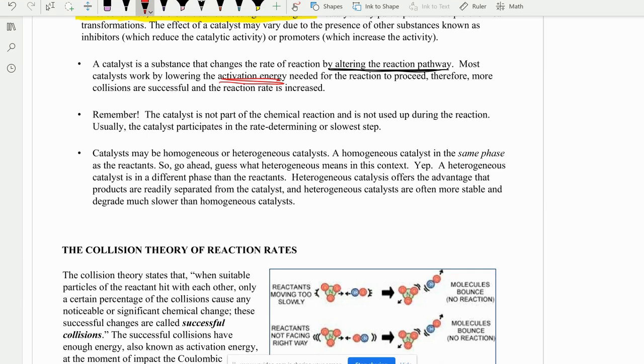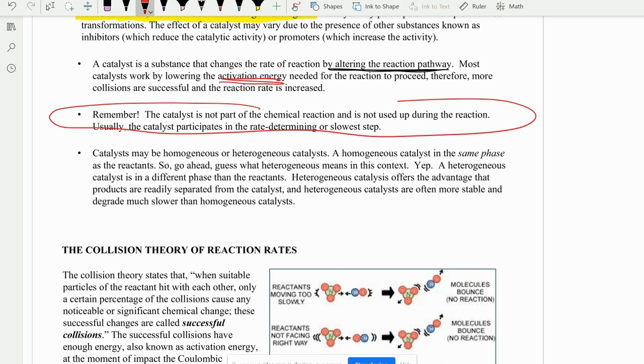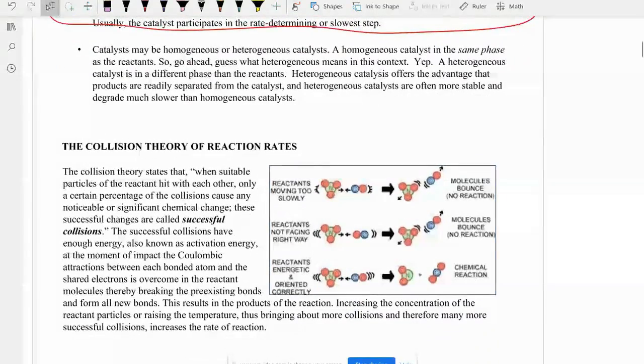And therefore, the collisions are going to be successful, and the rate of the reaction is going to be increased. One more time, remember, a catalyst is not part of the chemical reaction, and therefore it is not used up during the reaction. And lastly, I thought I should add this because you might see it on the test. Catalysts can be what we call homogeneous or heterogeneous. If you break the word down, it is what it sounds like. Homogeneous means the same state as the reactants. So if you're using a homogeneous catalyst, it's going to be in the same state of matter as the reactants you're using in that reaction.